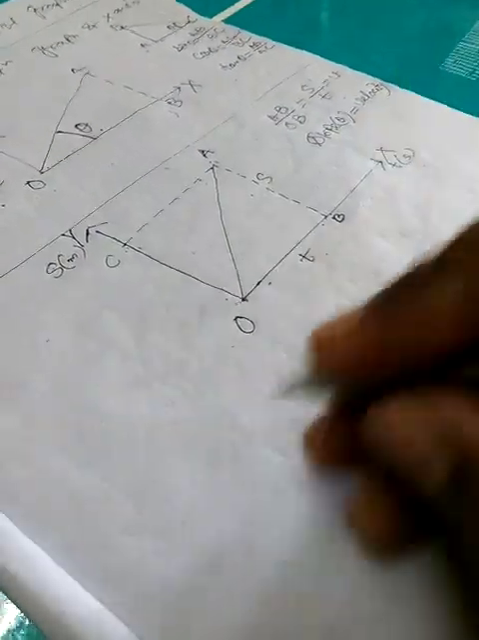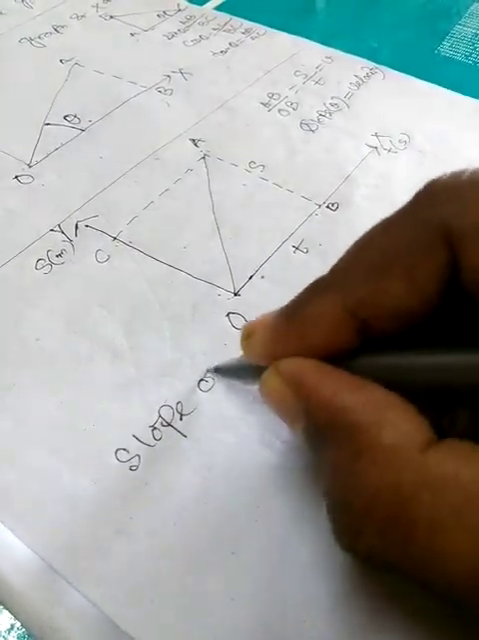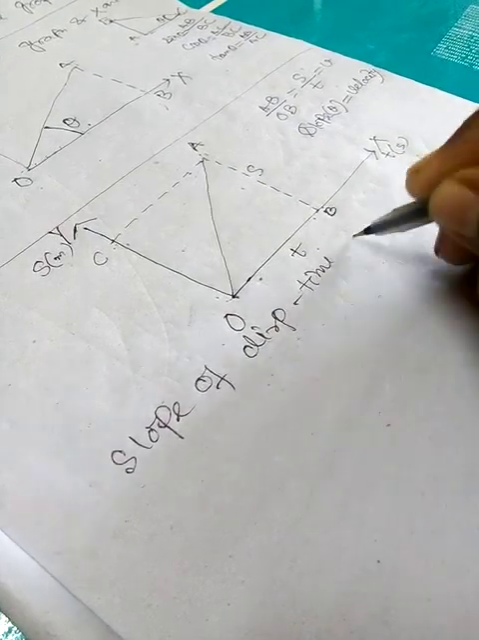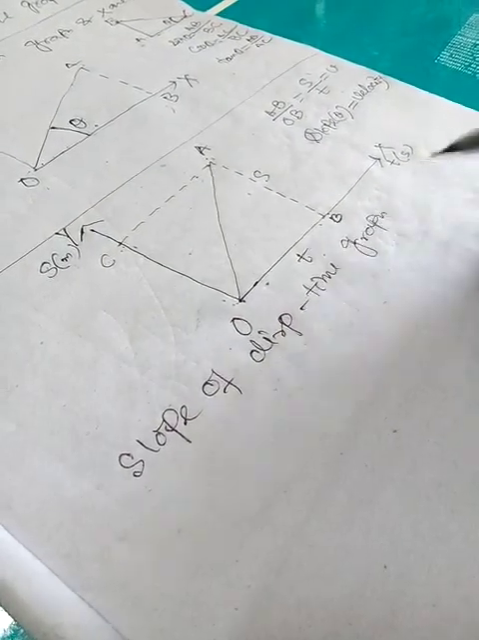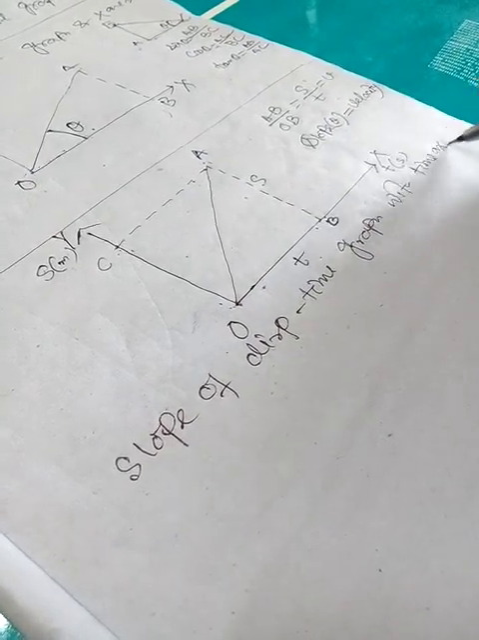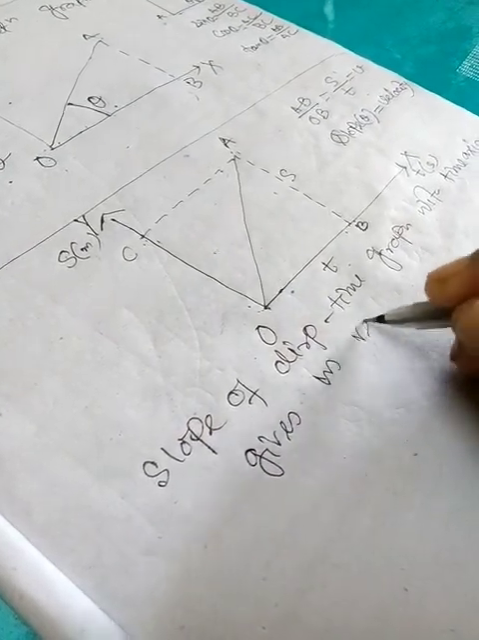From that we can conclude that the slope of the displacement time graph with the time axis gives us velocity.